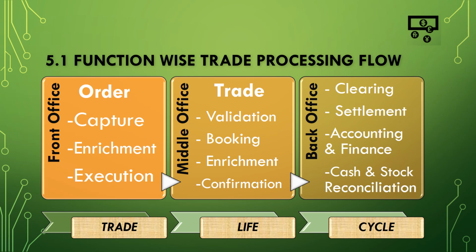Once middle office has generated the confirmation, the trade flows into the back office, where the back office team will be responsible for clearing and settlement of that trade, doing the accounting and finance for that, and cash and stock reconciliation, which will happen after settlement. We will cover all of these functions separately in the next slides in more detail.